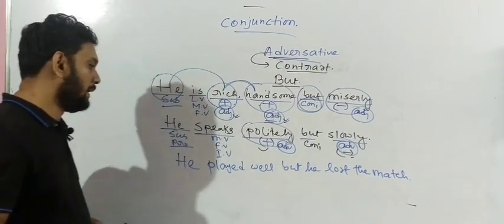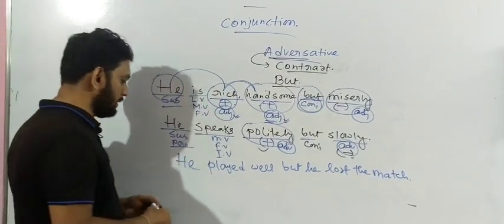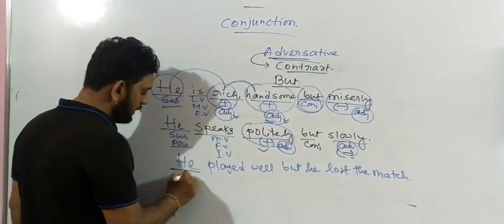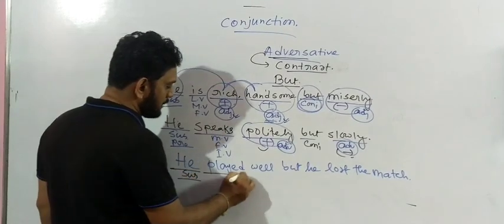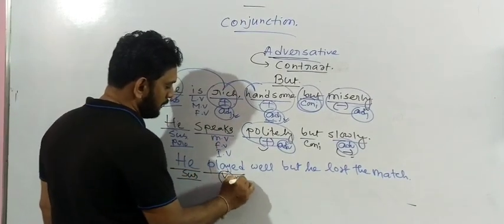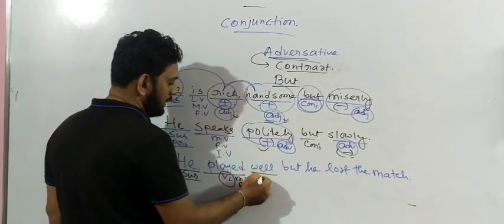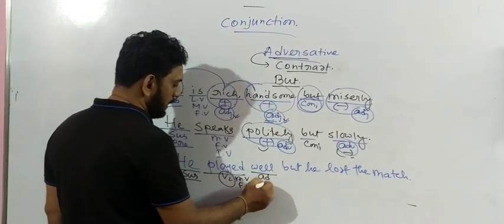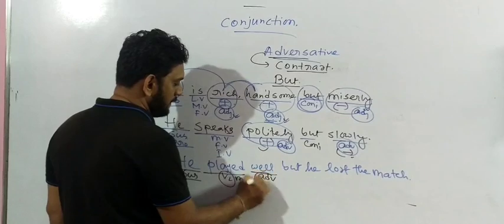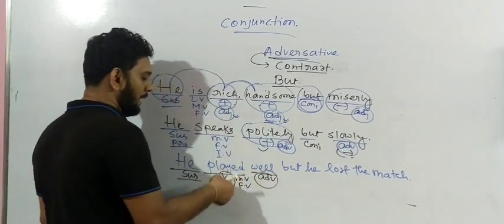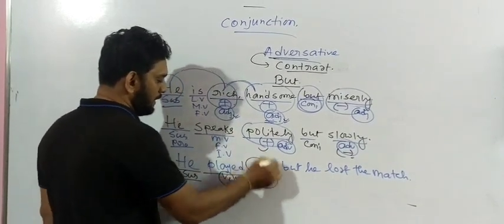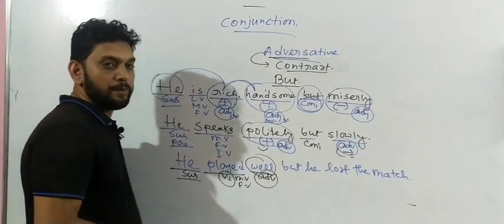He played well, but he lost the match. Have you seen? He is the subject over here. Subject is a pronoun. Played is the second form of a verb, which is called the main verb, finite verb. And well: he played well. How? Adverb. How did he play? He played well. So it shows the adverb of manner.